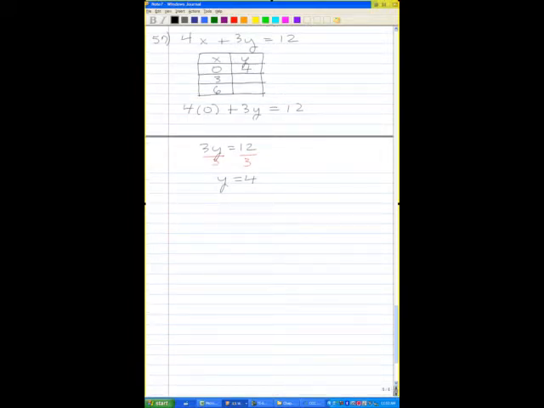Okay, so let's plug in 3. So I have 4 times 3 plus 3y equals 12. 4 times 3 is 12 plus 3y equals 12. So by the additive property of equality, let's try to isolate y on one side of my equation. So let me subtract 12 from both sides of my equation. And so 3y equals 0. Divide both sides of my equation by 3. So y is equal to 0.